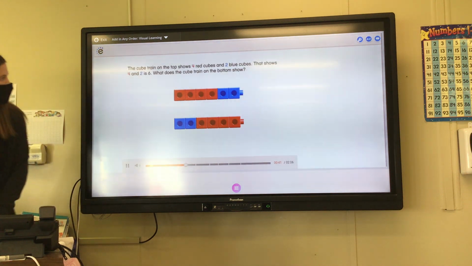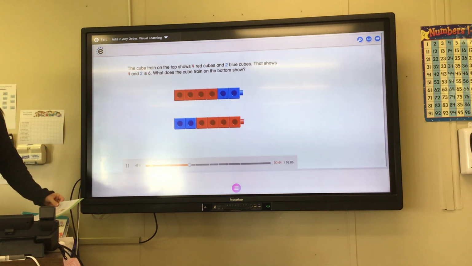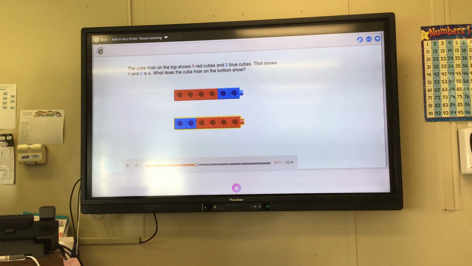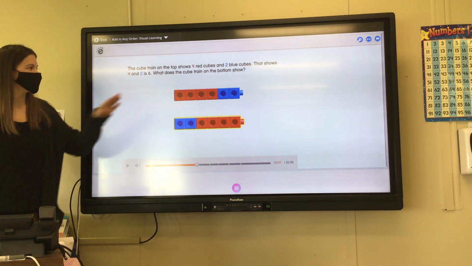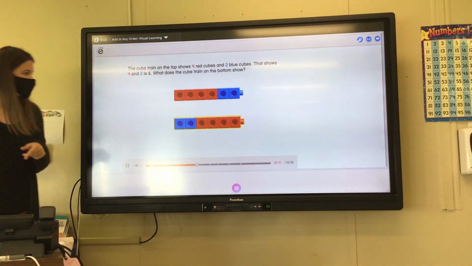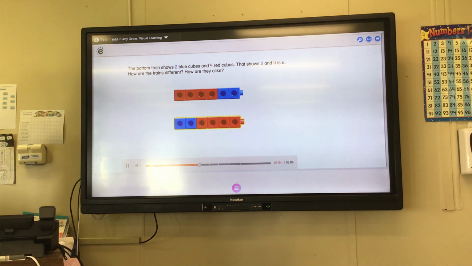The cube train on the top shows 4 red cubes and 2 blue cubes. That shows 4 and 2 is 6. What does the cube train on the bottom show? Blue, then red. Okay. Is it the same numbers? Just different order: blue, blue, red, red, red, red. So here you had 4 red plus 2 blue, and here you have 2 blue plus 4 red. The bottom train shows 2 blue cubes and 4 red cubes. That shows 2 and 4 is 6.